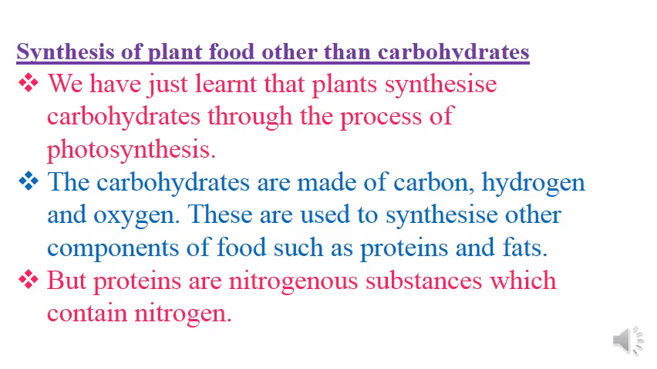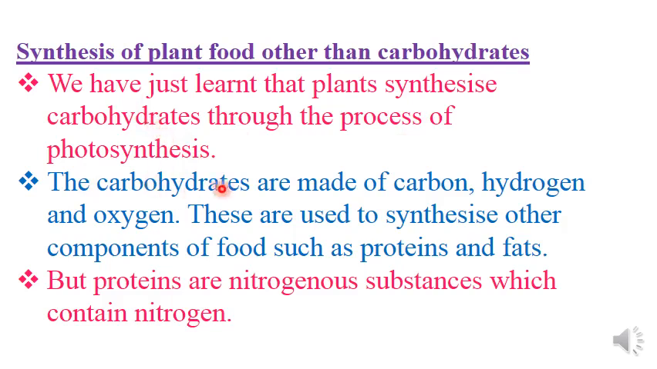Synthesis of food other than carbohydrates. Plants also need different nutrients like vitamins, minerals and proteins. Here we have just learned that plants synthesize carbohydrates through the process of photosynthesis. After photosynthesis, plants get only carbohydrate. They need some other nutrients.